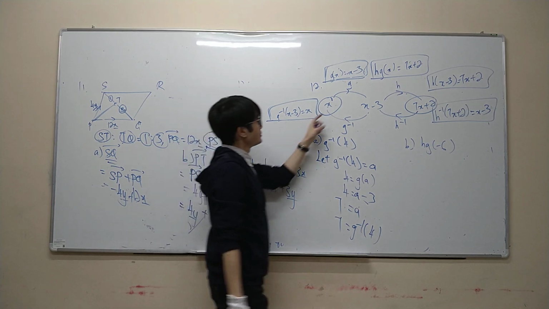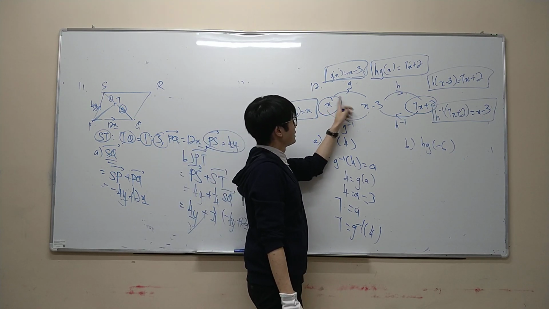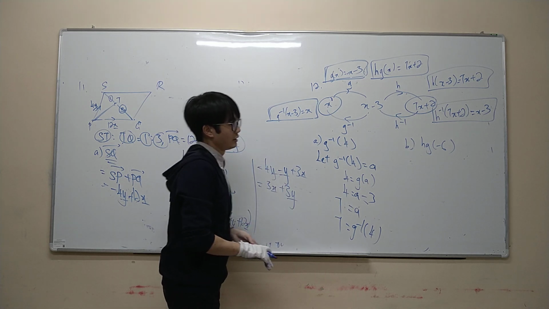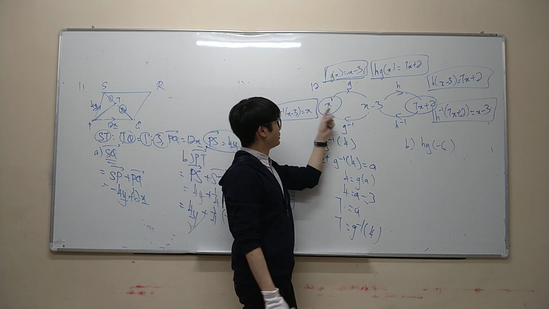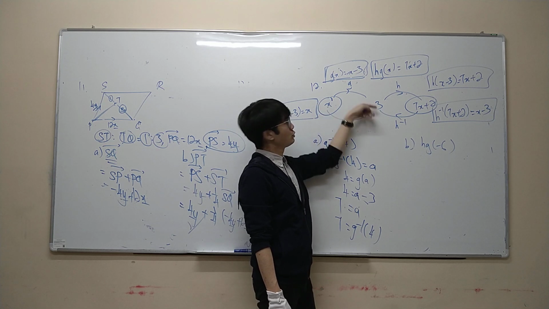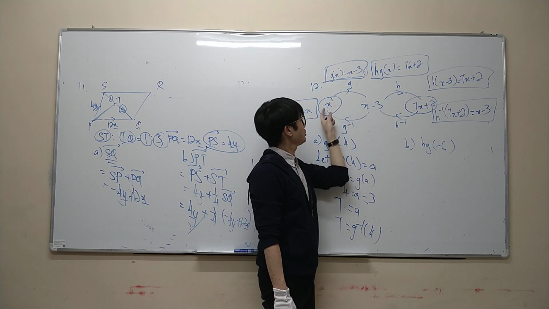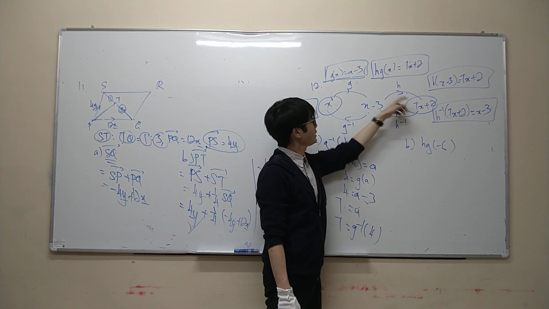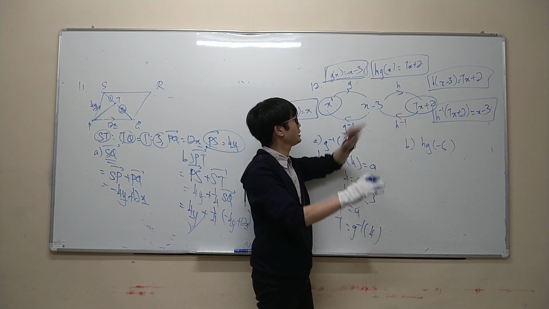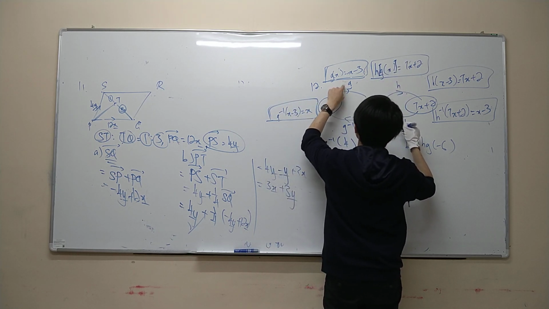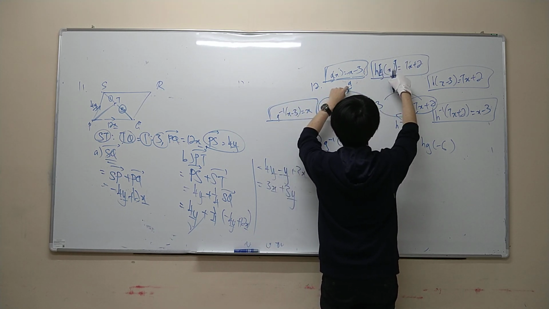So remember, it's hg, not gh. Do you know why? Because we do G first. So if we do G first, it means G must be written inside. So G first then H, right? So it's HGX, not GHX. It's HGX because the bracket is like this, and you have to make sure you write the G inside.